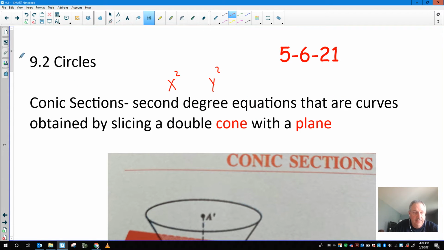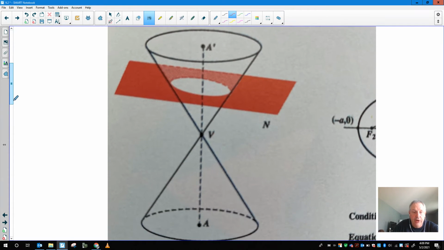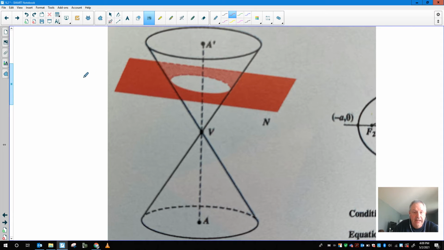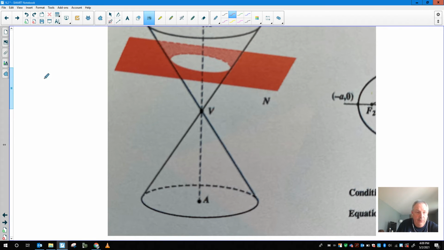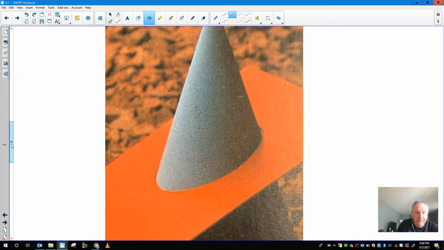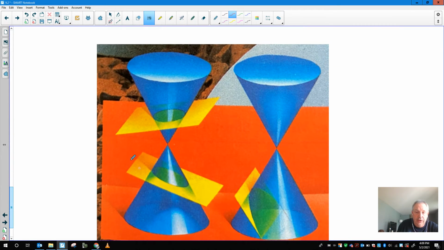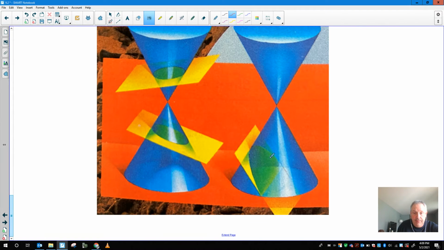What does that even mean? I just snipped some pictures from your book. If you take a double cone, like a cone on top of a cone upside down, and just slice a plane, you're going to get different shapes. So here's one shape, not quite a circle. It would be more like an oval type. We'll learn the specific name for that. Same here. You can slice it this way. That would give you a parabola shape. You can slice it straight up and down. We'll talk about all those different shapes, but these are called conic sections.